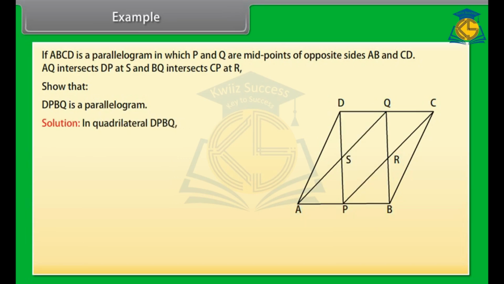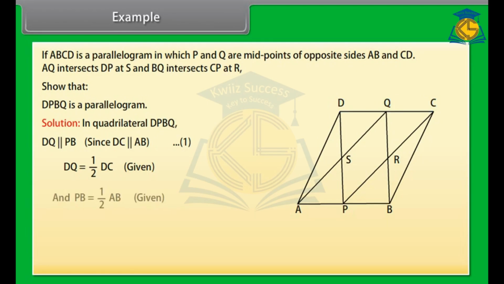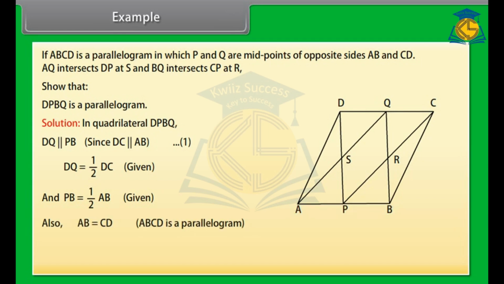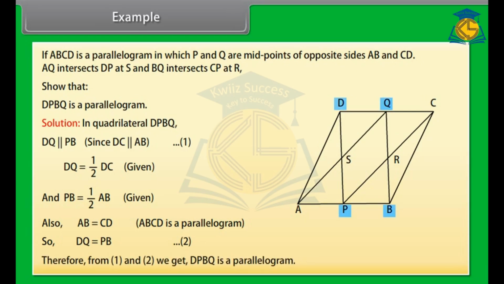Solution: in quadrilateral DPBQ, DQ is parallel to PB since DC is parallel to AB. Mark it as 1. DQ is equal to 1 upon 2 DC, which is given, and PB is equal to 1 upon 2 AB, which is also given. Also, AB is equal to CD because ABCD is a parallelogram. So, DQ is equal to PB. Mark it as 2. Therefore, from 1 and 2, we get DPBQ is a parallelogram.